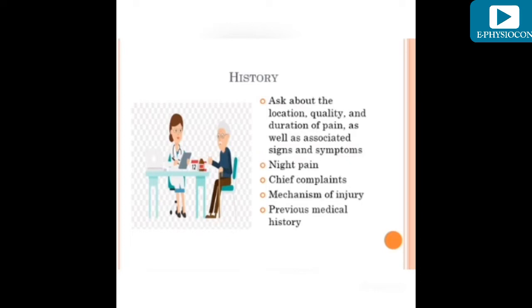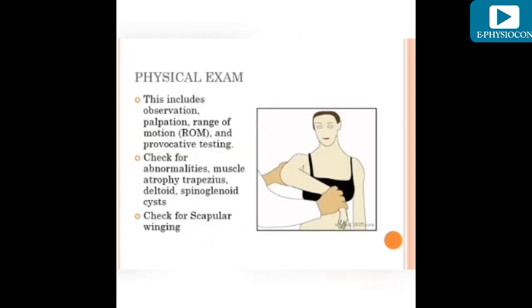For a few people, pain with overhead activities also happens. This indicates impingement syndrome again. So why I'm saying knowing the history is very important: the patient's age, their occupational history, their past medical history, and current illness, everything. Next slide. Coming to physical exam.